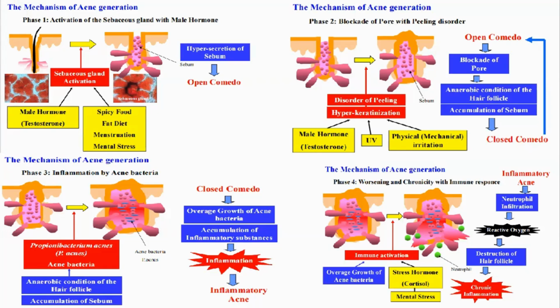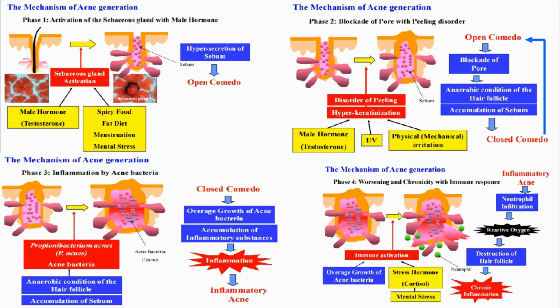The first phase, if you see, is the activation of the sebaceous gland with male hormones. We know that there is a particular hormone called testosterone in males. Not only testosterone, but also when people have spicy food or a fatty diet, which is very common nowadays, and also when women undergo menstruation, or when both male and female have some mental stress, there will be sebaceous gland activation. When activation of the sebaceous gland happens, there will be hypersecretion of sebum. When this hypersecretion of sebum happens, there will be open comedones coming on the face. There are different kinds, like open comedones and closed comedones.